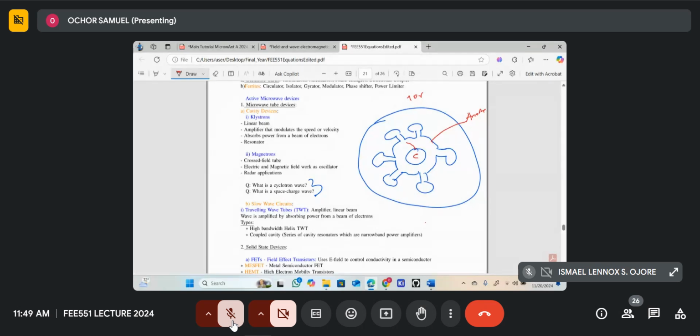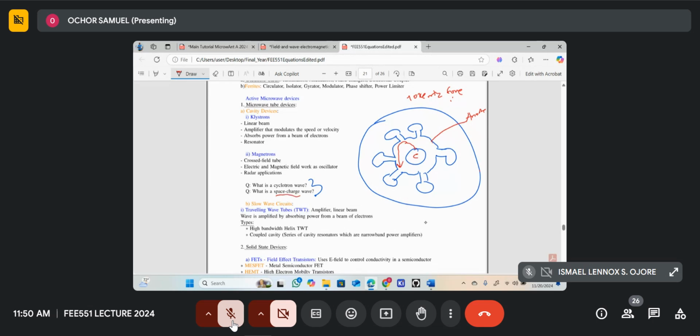Sorry, the pen is misbehaving. The electron will experience some Lorentz force and then move transversely. It will be deflected. So that's what I understood from a cyclotron wave. It's a transverse wave, especially in magnetrons.